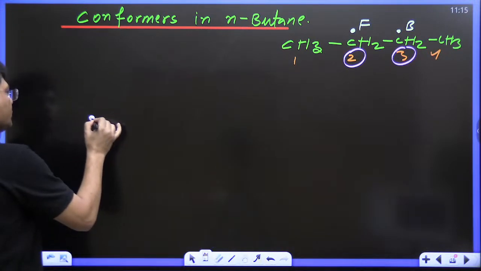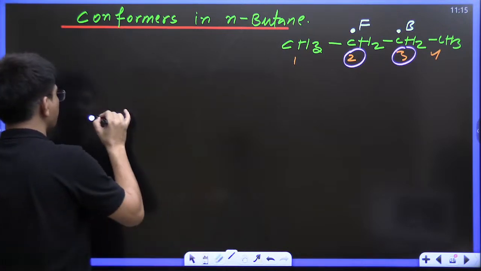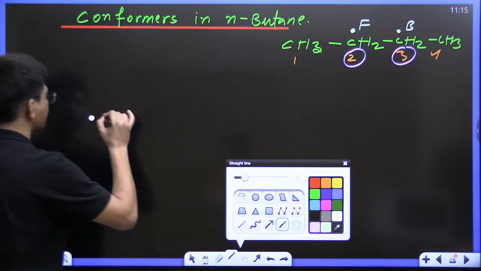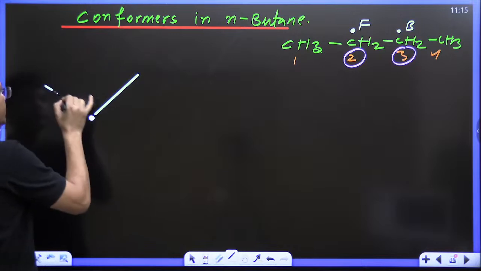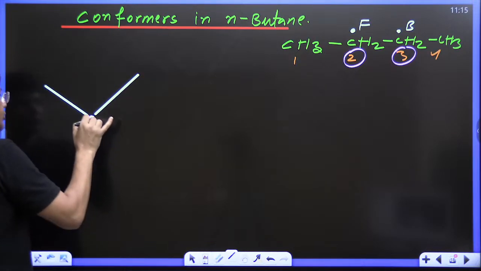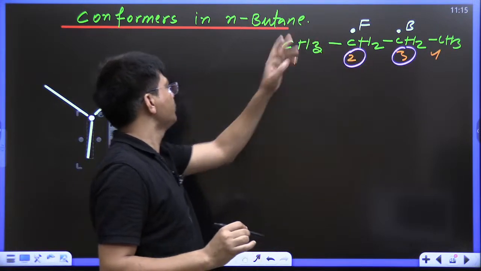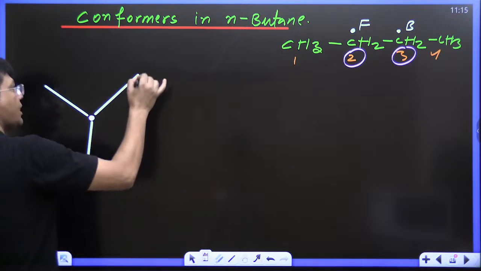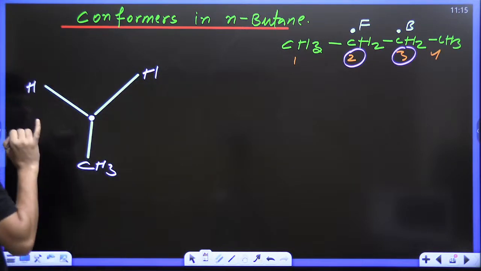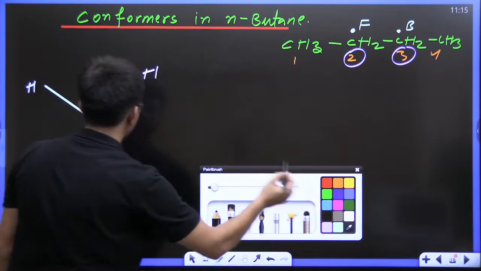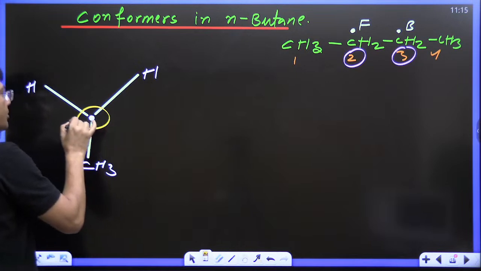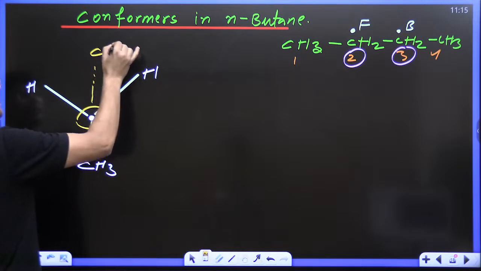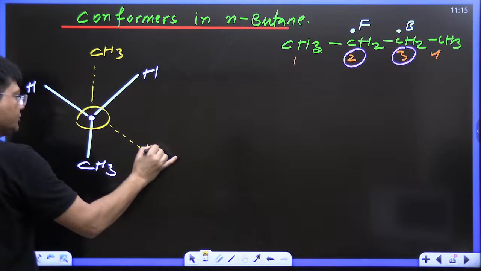Let us suppose this is the front carbon. This front carbon is attached with, not three hydrogens, because the front carbon is attached with two hydrogens and one methyl. Let us suppose this is the methyl and these are the two hydrogen atoms. Now let me draw the back carbon, which is also attached with two hydrogens and one methyl. So this is one methyl and these are two hydrogens.